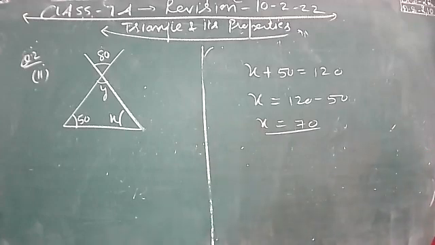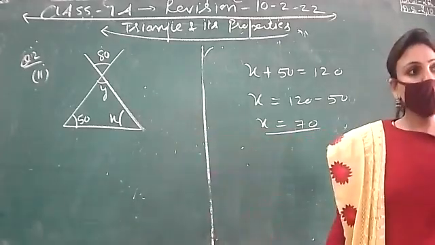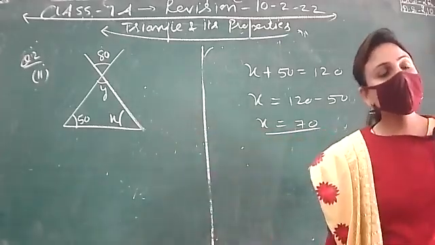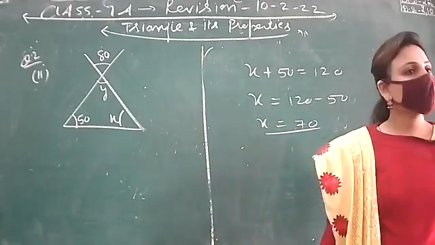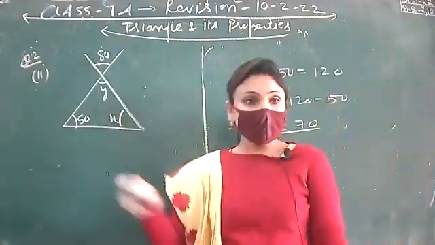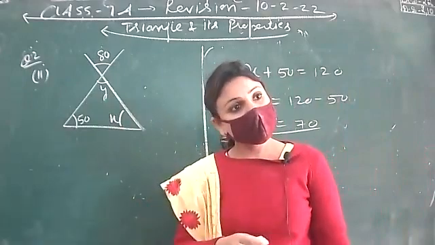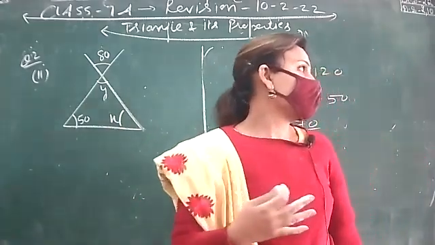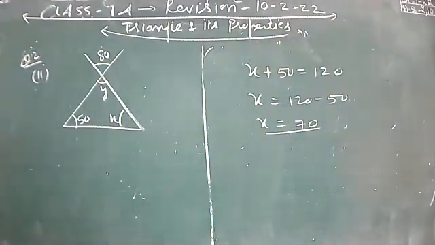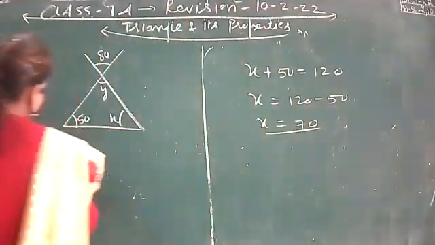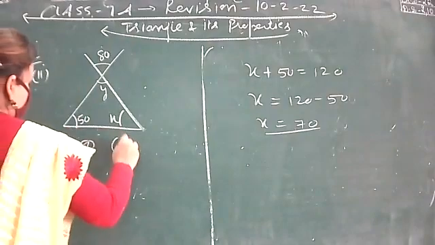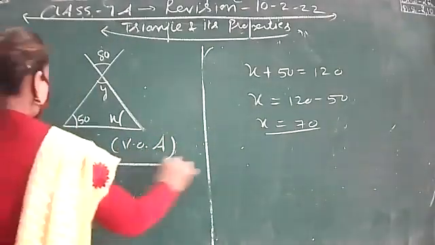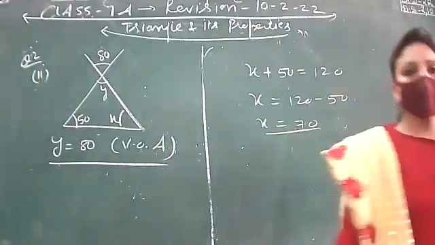Now Ravjot, can you tell me how we can find y in this figure? Let him think. Y and 80 they are linear pair. They are sitting on a straight line. Then they are vertically opposite angles. And in case of intersecting lines, vertically opposite angles are equal. So you will be having vertically opposite angles.